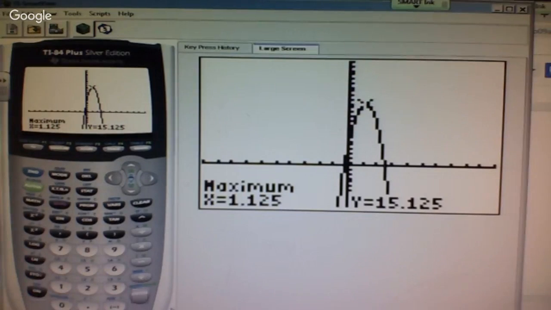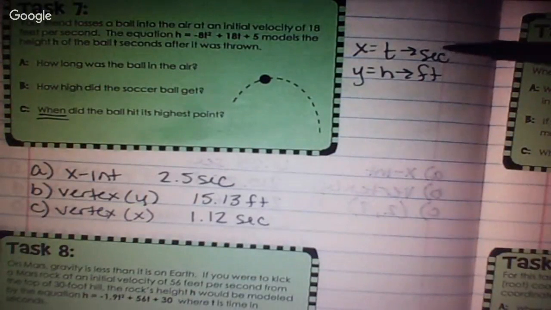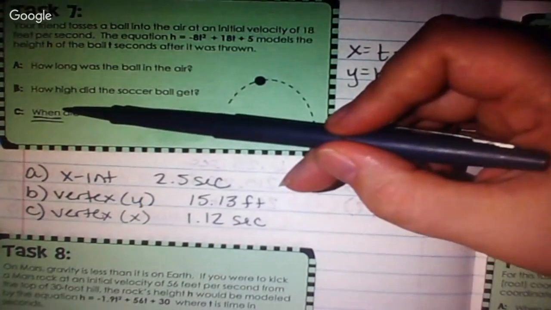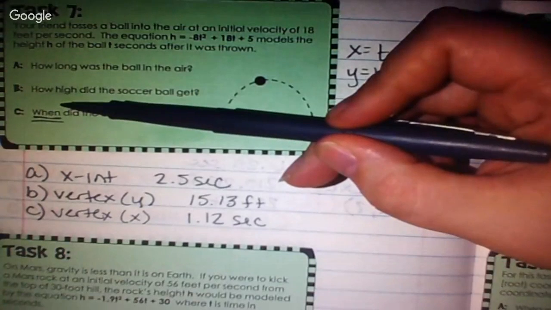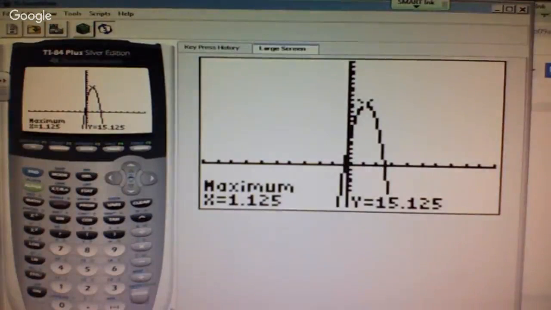Just be careful. When you come back to here, we said that X represented your time and H represented your height. So when it's asking when, you're looking for time, not height. All you need to do is, yes, you had this, but this is your time and this is your height. So you need to use the time part of it.